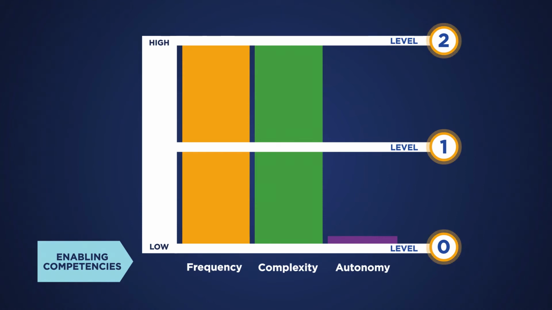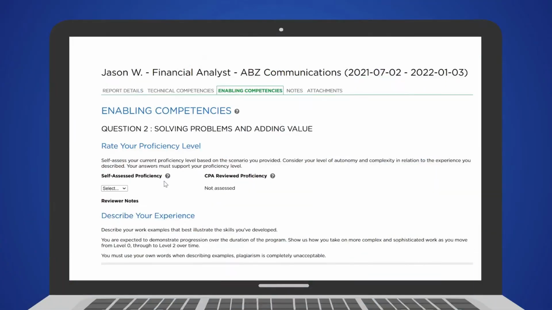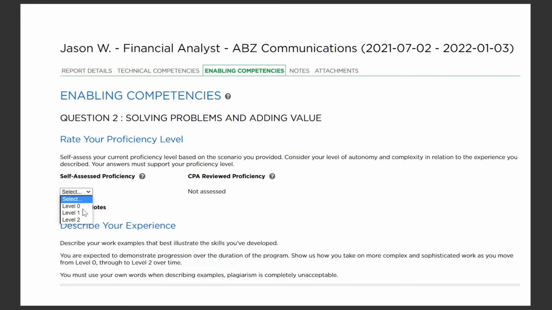Jason had to analyze the pros and cons of the alternatives and consider the information needs of management in identifying a solution. He was also involved with the implementation and testing of the new reporting module. Autonomy is high, as Jason worked independently with the business units to understand their information needs to address the issues. Based on these factors, he believes he's performing at Level 2 and self-assesses accordingly.